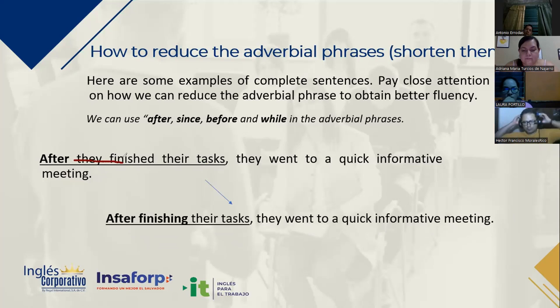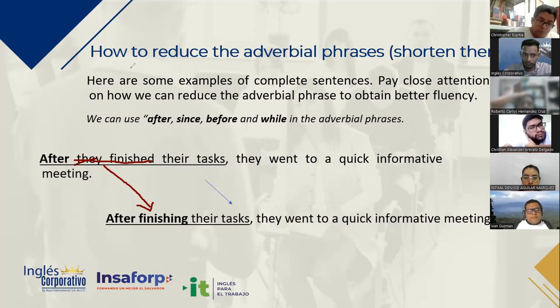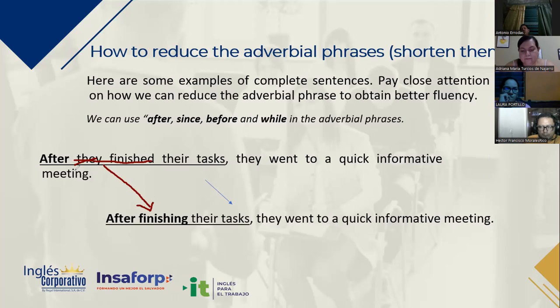What we do is eliminate they and the form of the verb here, and we just include the verb in the ing form. That's what we do. Both sentences are correct. This is a tip for better fluency. You can say after they finish, or you can say after finishing. Both sentences are grammatically correct. This is one example. Questions about this example, or so far?